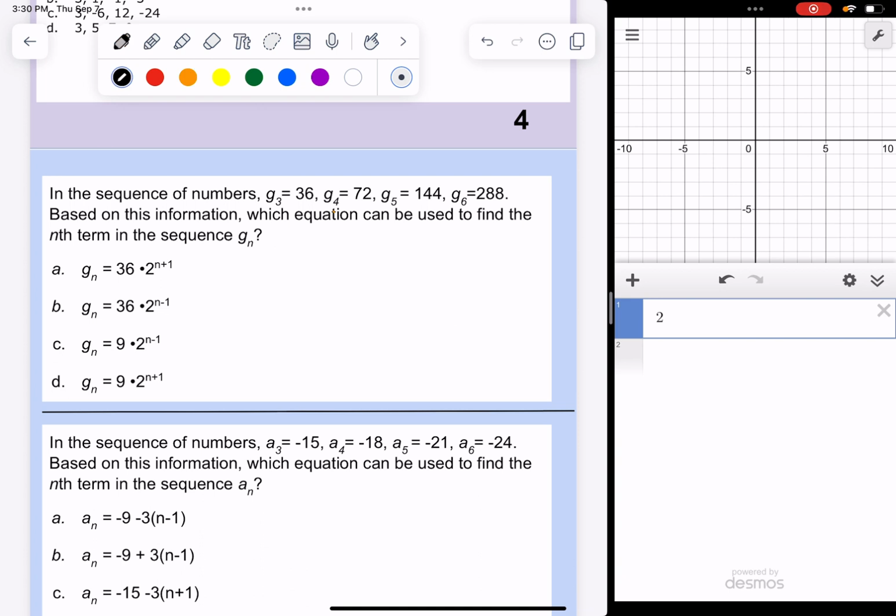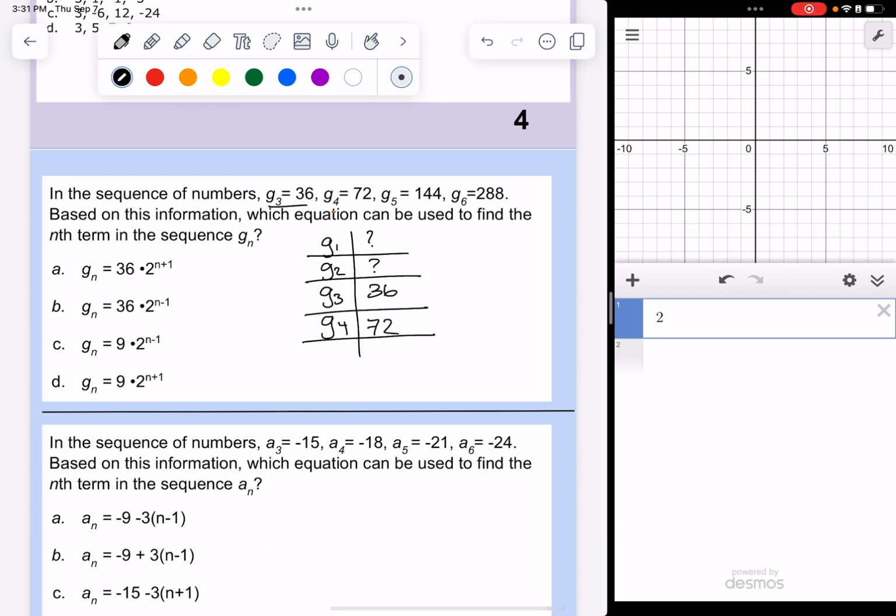So, I always start with G of 1. We don't know what that is. I have G of 2. I don't know what that is because they start with G of 3. G of 3 is 36. G of 4 is 72. G of 5 is 144. And G of 6 is 288.